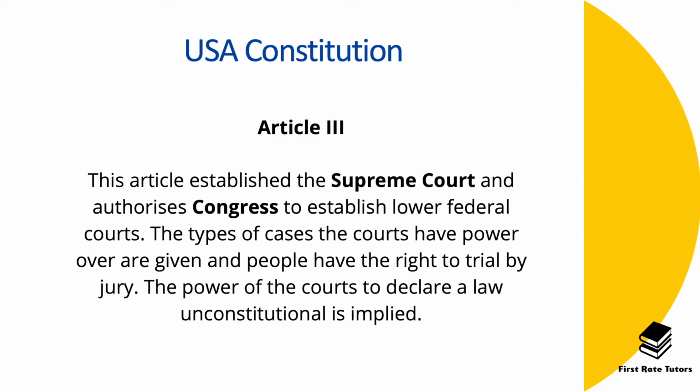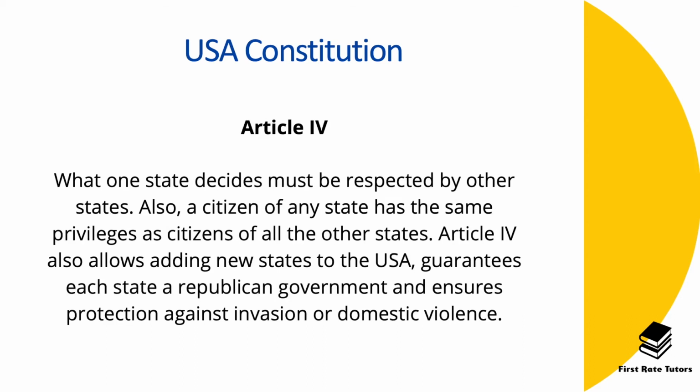Now, Article 3 established the Supreme Court, and it authorises Congress to establish lower federal courts. The types of cases the courts have power over are given, and people have the right to trial by jury, and the power of courts to declare a law unconstitutional is applied through this article.